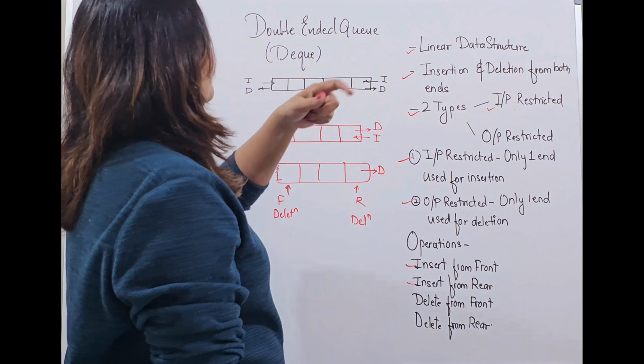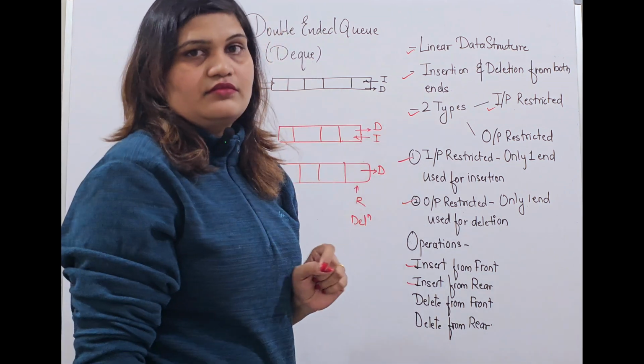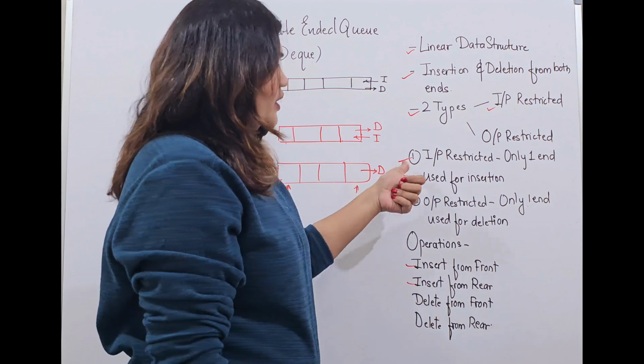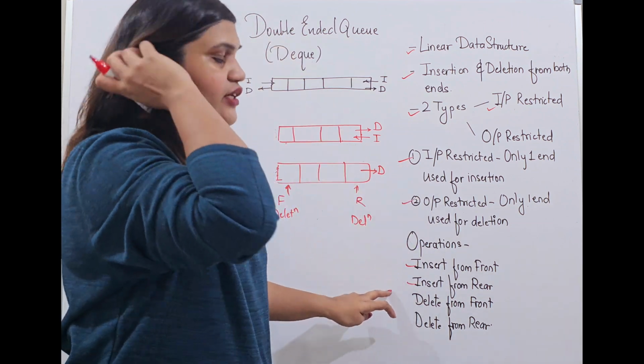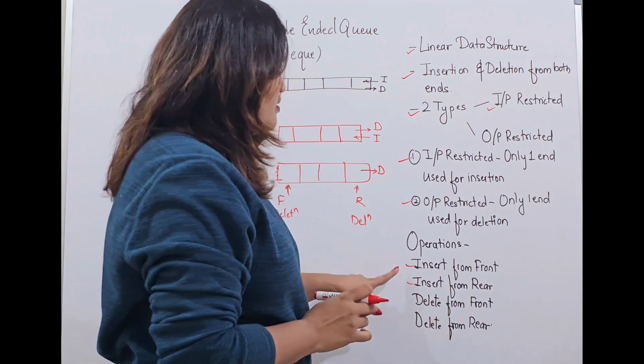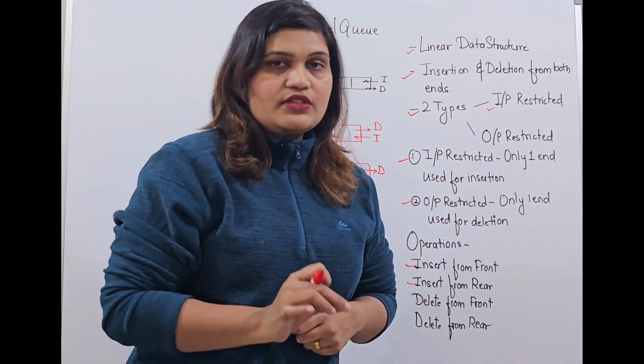Clear? That is the concept of double-ended queue. In double-ended queue, we can work from both the ends. And there are two types, input and output restricted. Okay, programs would be based on this. These are the main functions that you have to focus on, where you are inserting and deleting. In queue also, what do you do? You insert the elements, you delete the elements.